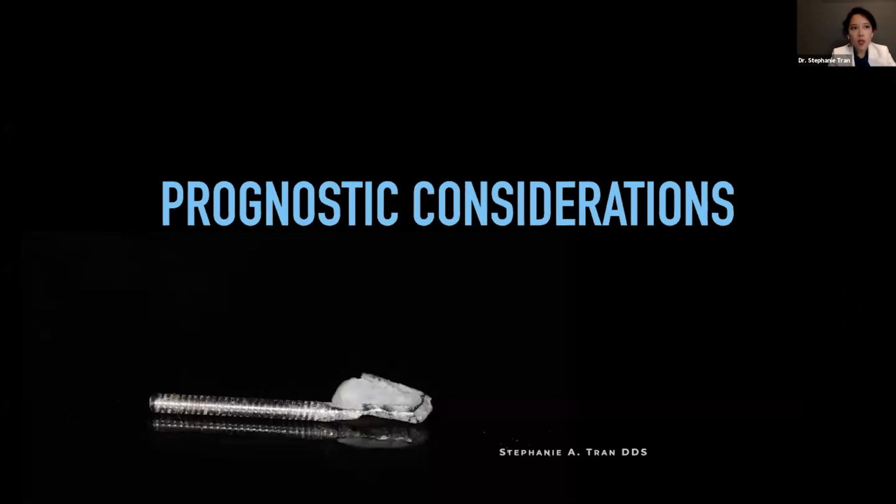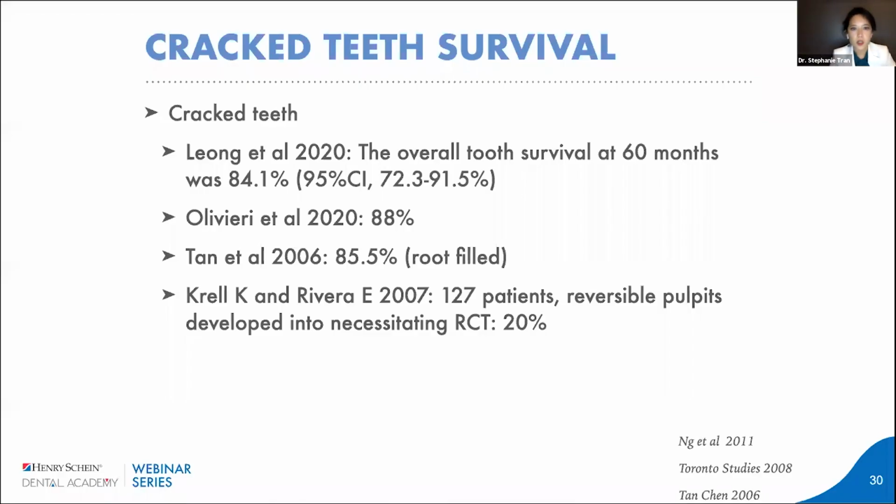So when I'm evaluating whether or not this tooth can be maintained, some of the prognostic considerations are not only knowing the survival, but how involved the tooth is. Now, cracked teeth in and of themselves do not determine that the tooth is completely non-restorable. There have been a number of papers that have shown long-term tooth survival, some at 60 months, some at shorter months. You can have a high survival rate of 84, 88 if it was an incomplete fracture.